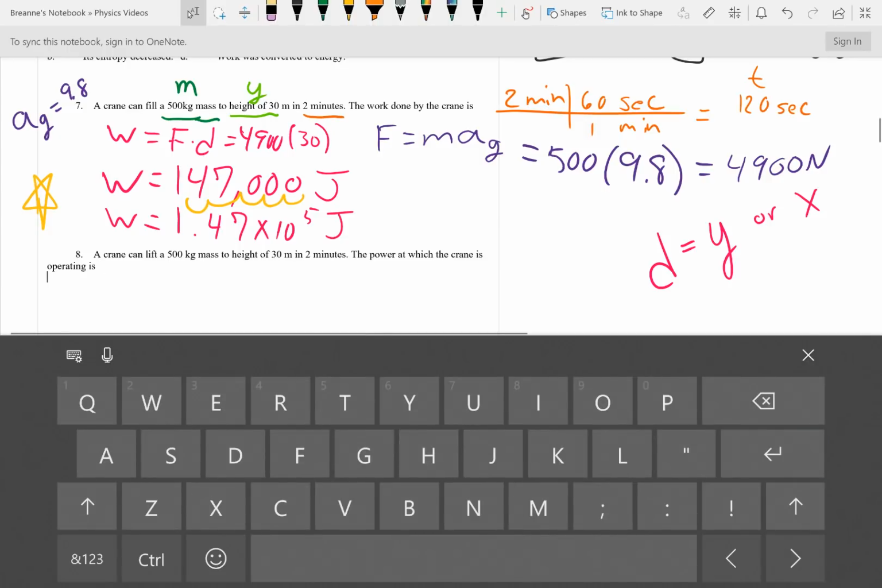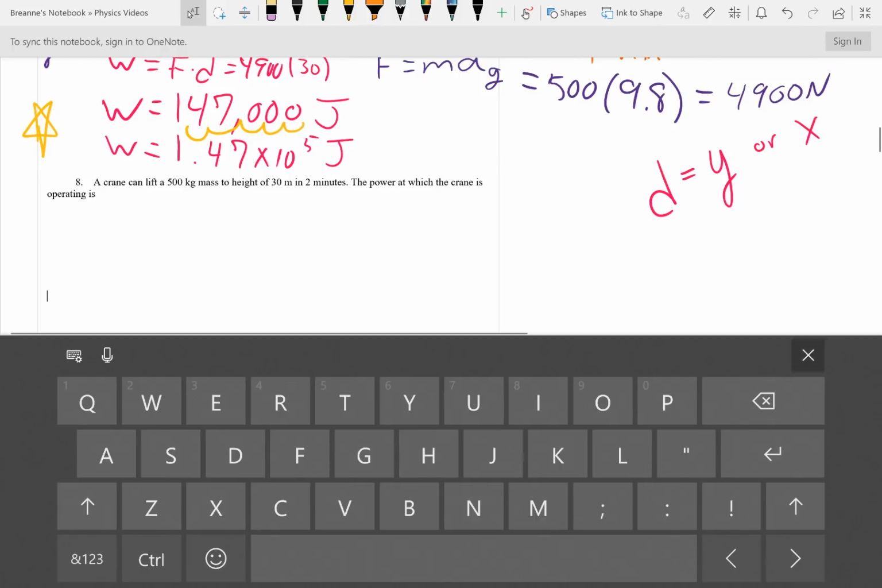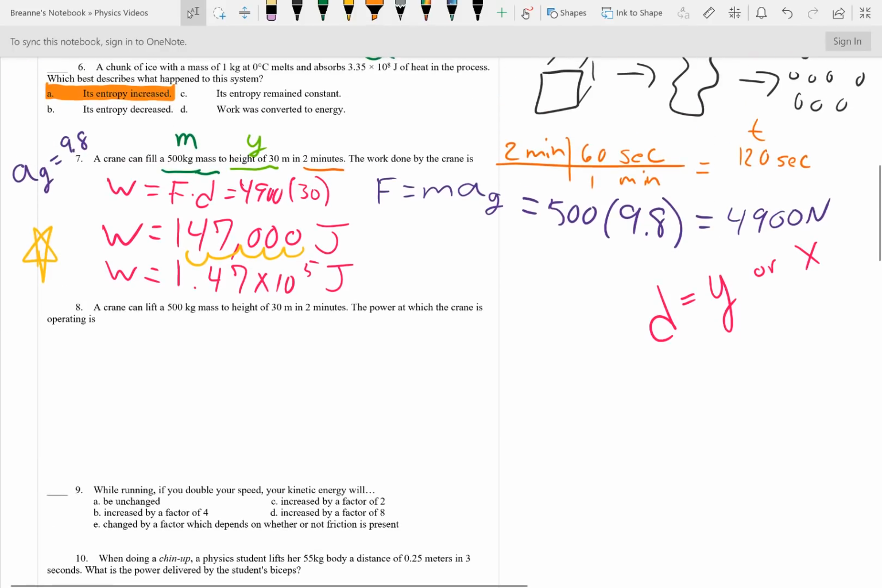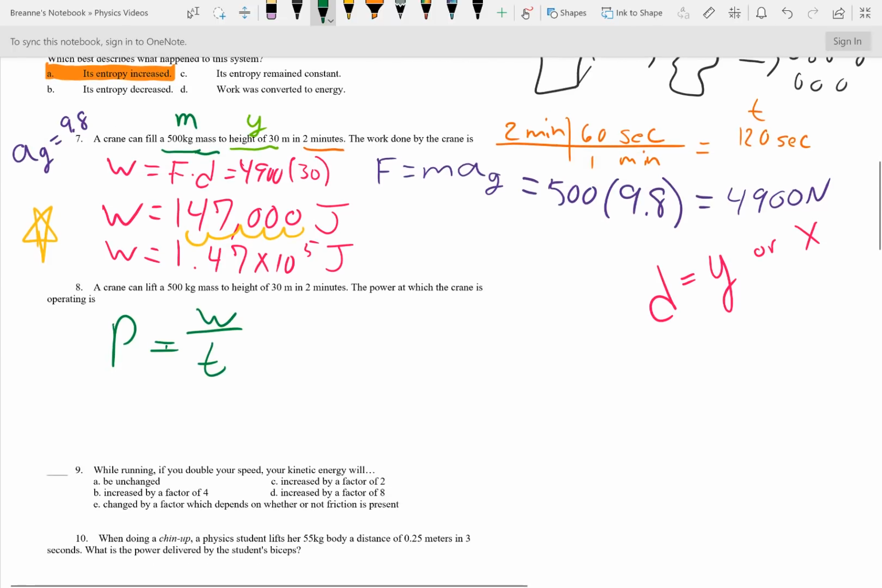I'm going to give myself some more room on this problem too. This problem is the same thing, just this time it's asking for power. Power equals work divided by time. We figured out our work, and time was given in the problem. Time was 2 minutes, but we converted it into 120 seconds. We plug that into our handy-dandy calculator. There we go.